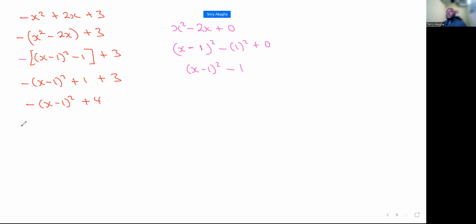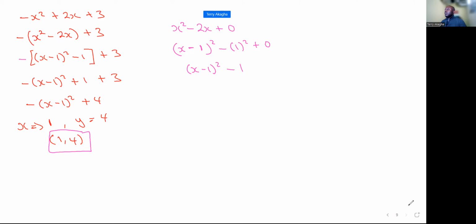And remember, for the vertex, I told you the x for the vertex, you have to change the sign. So minus 1 will become 1, and the y will become what? 4. So the vertex for this question is 1 comma 4. Now we're done. We need to sketch the graph.